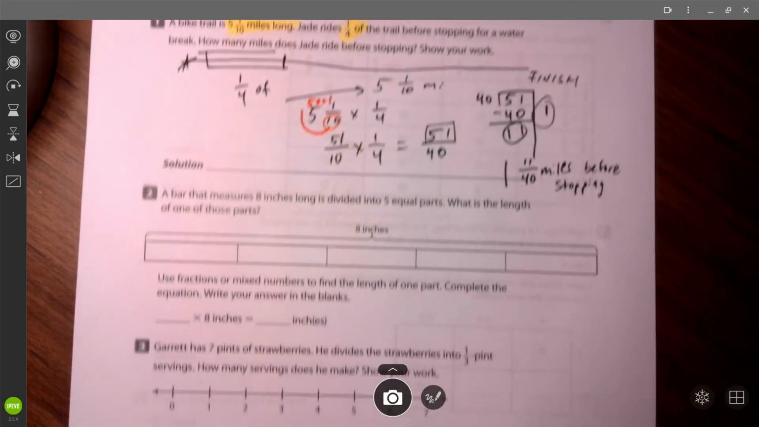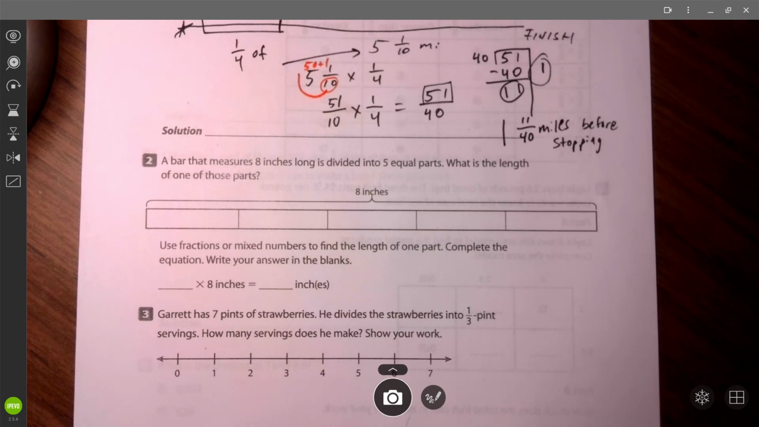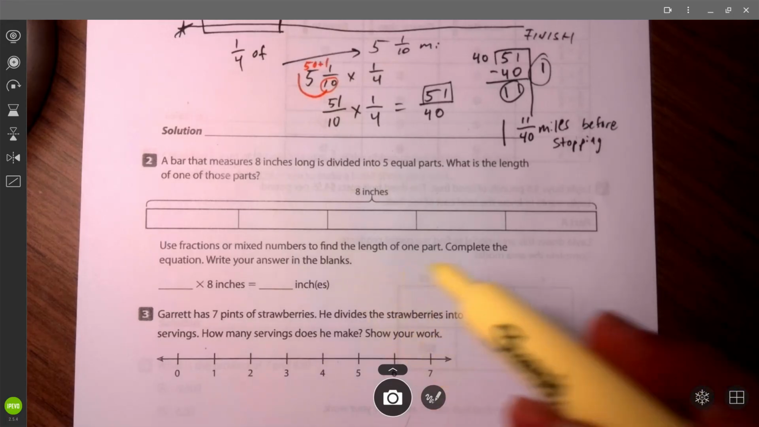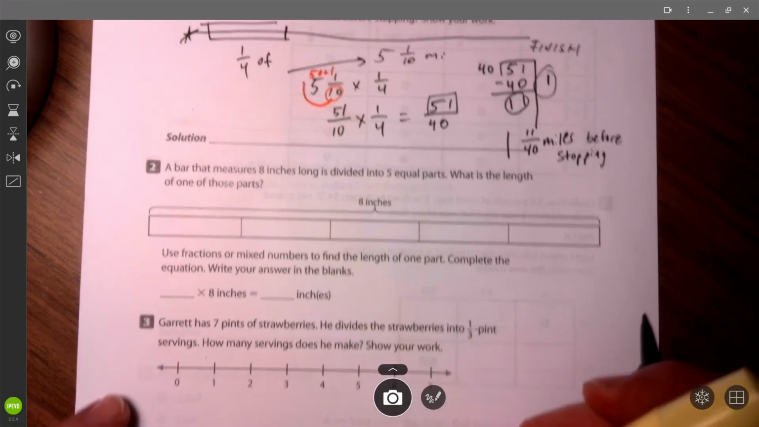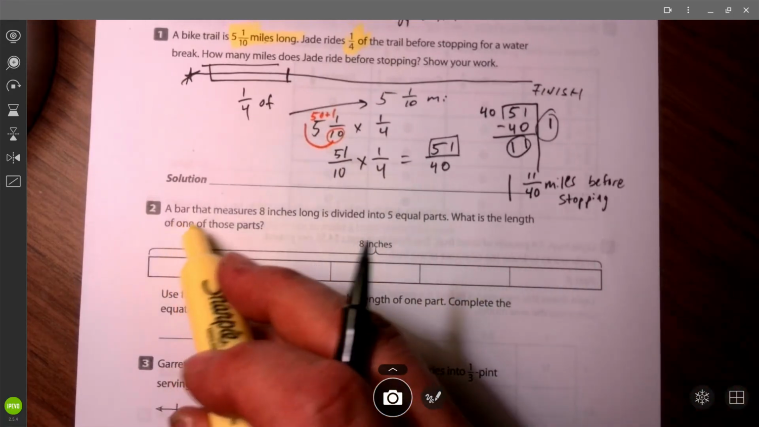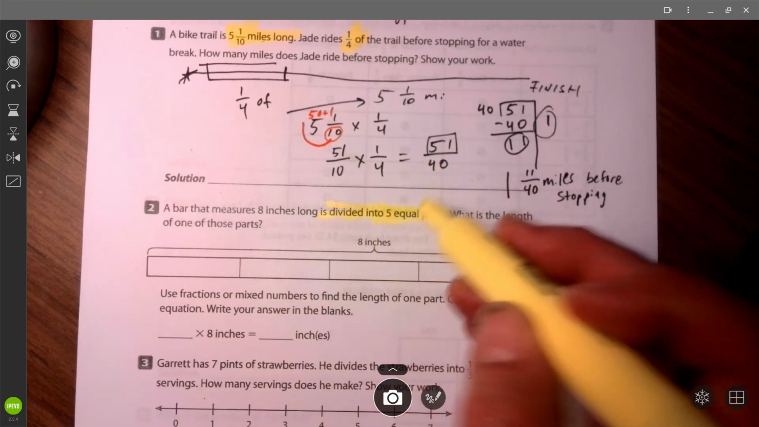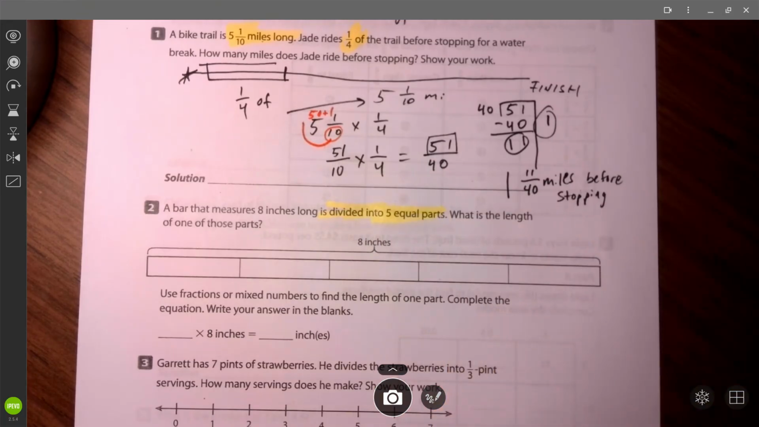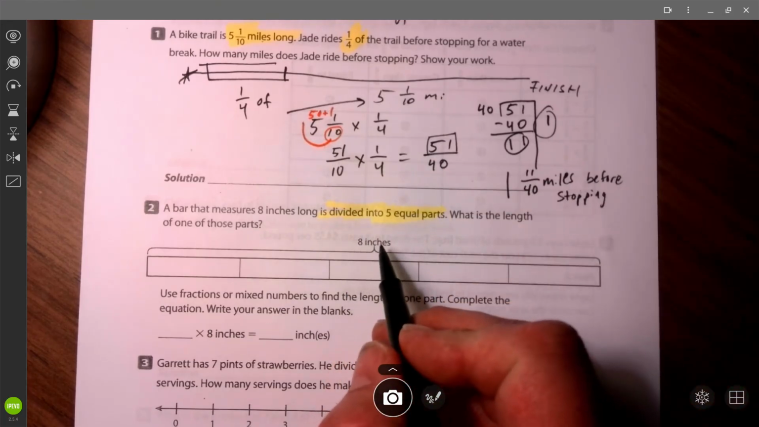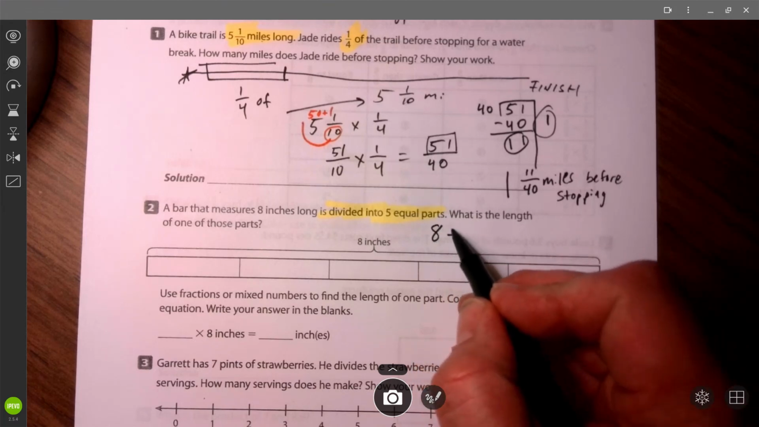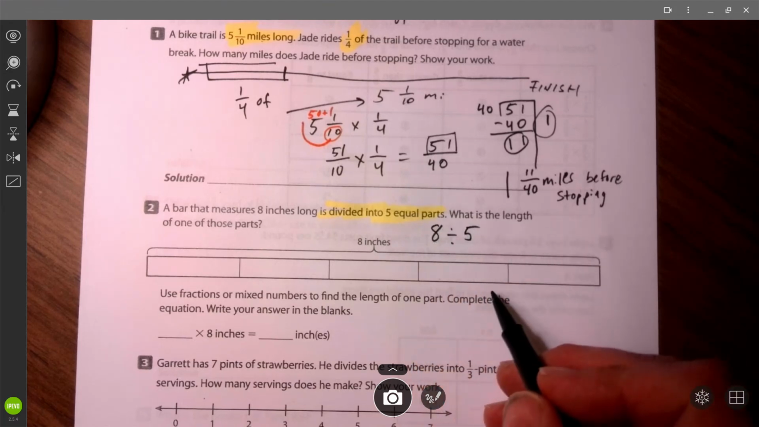And then number 2, a bar that measures 8 inches long is divided into 5 equal parts. What is the length of one of those parts? Use fractions or mixed numbers to find the length of one part. Complete the equation, write your answers in the blank. So it's saying a bar that measures 8 inches long is divided into 5 equal parts. So this is 8 wholes divided by 5.